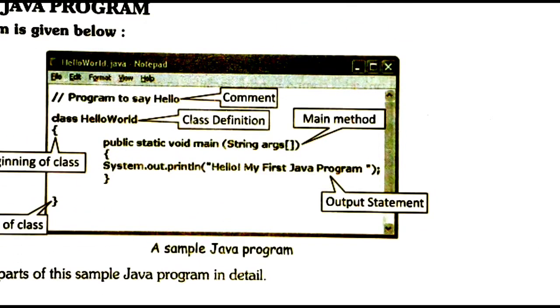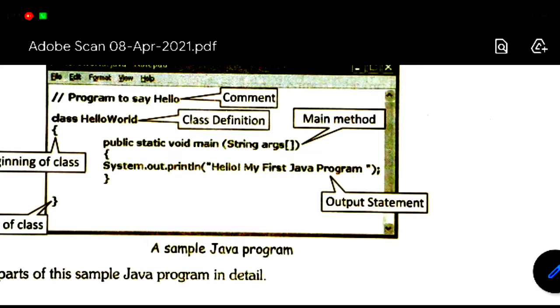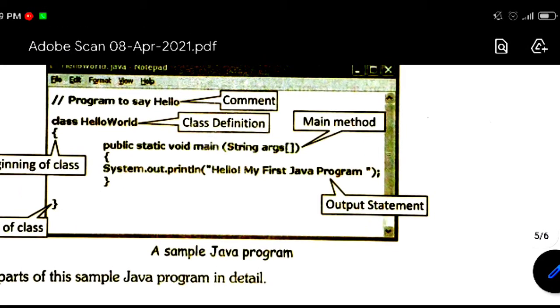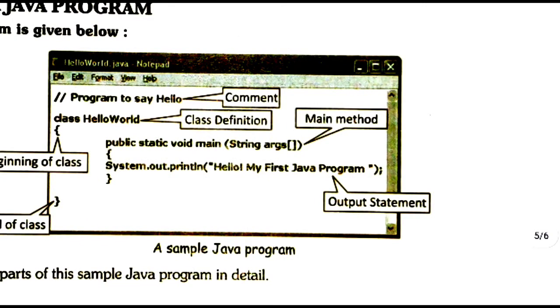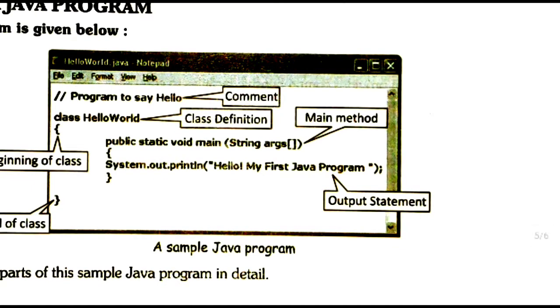As I already told you, the concept of encapsulation is that data members and functions are wrapped up within the body of a class. The same is used here. So this is the body of the class, and this is the function. Which function? Main function. Every Java program may have this main function, because this is the function from where the execution of the program starts.